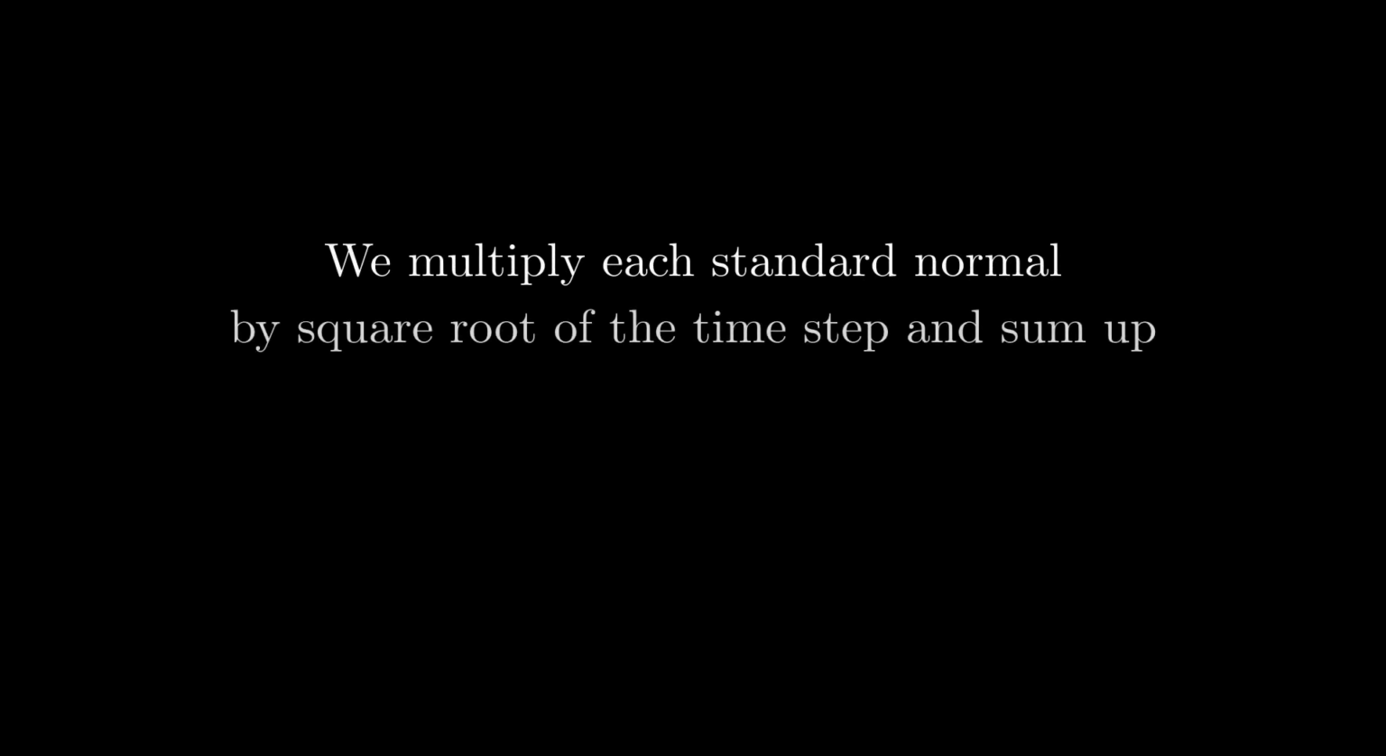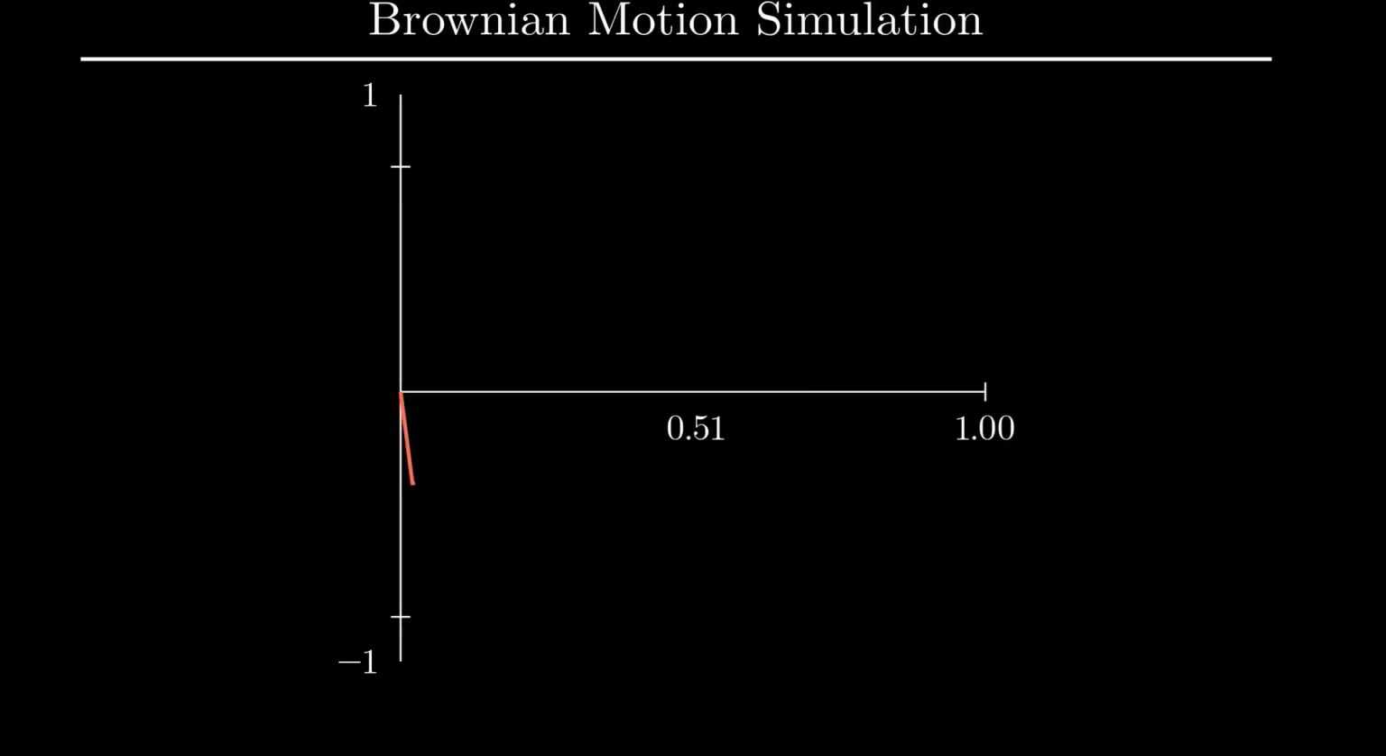Finally, we want to create a path of Brownian motion. To do this, we divide the simulation time into a number of time steps. We multiply each normal random variable by the square root of the time step and sum up to get the path. Let's look at some examples of simulated Brownian motion for 1 year with 100 time steps.